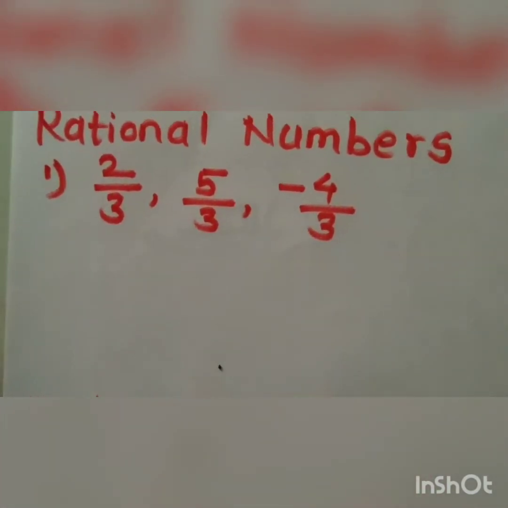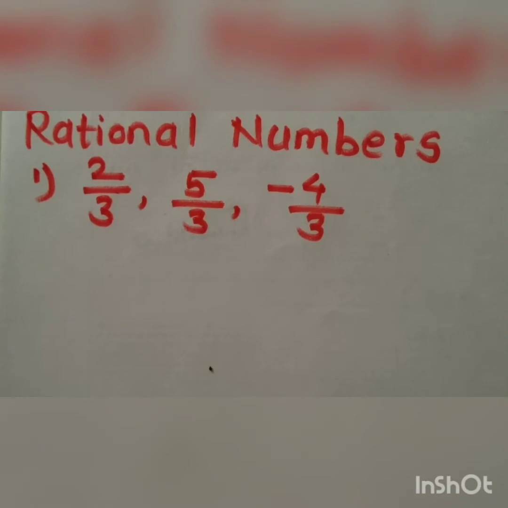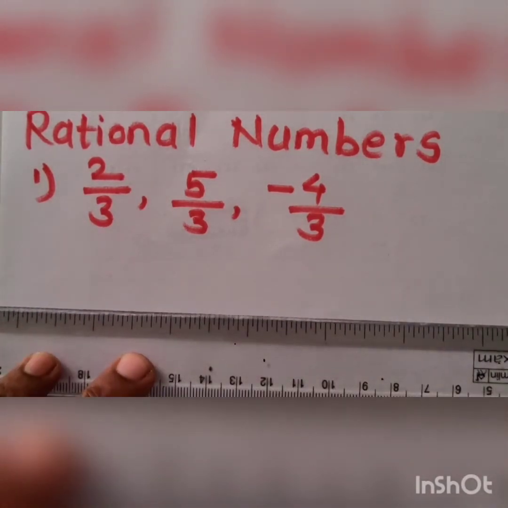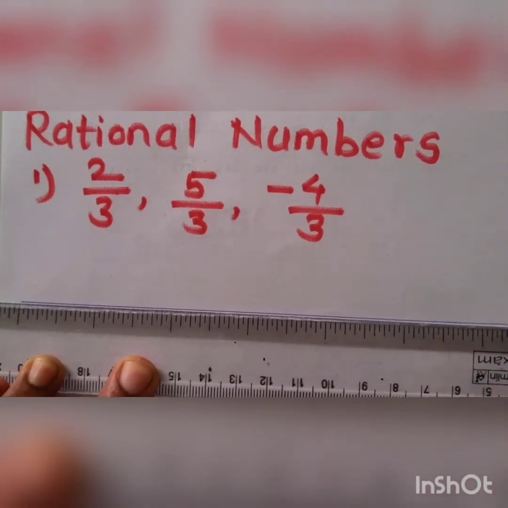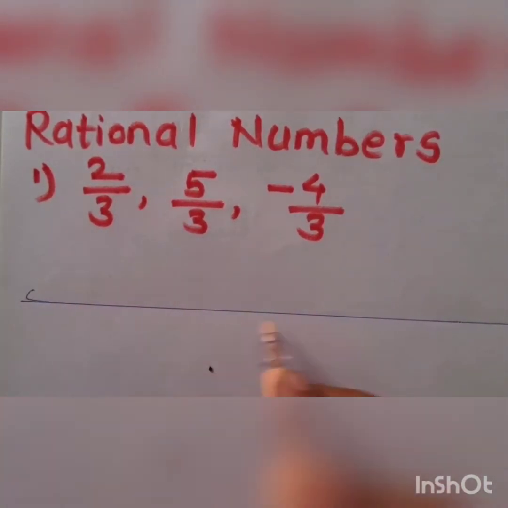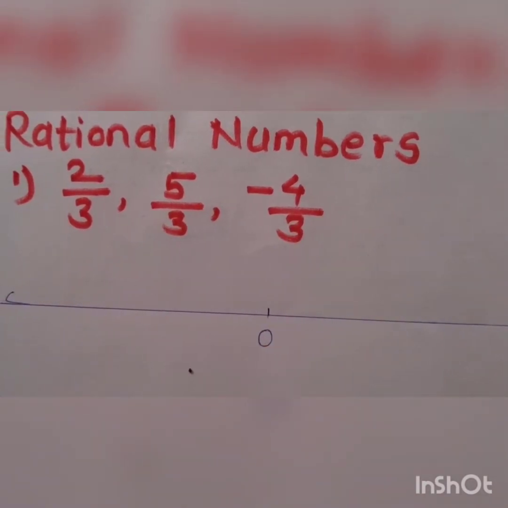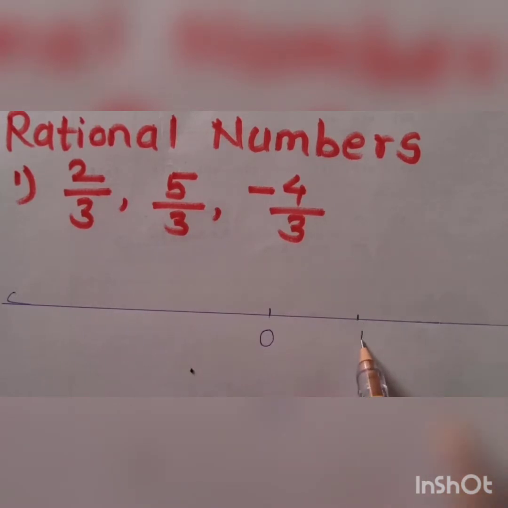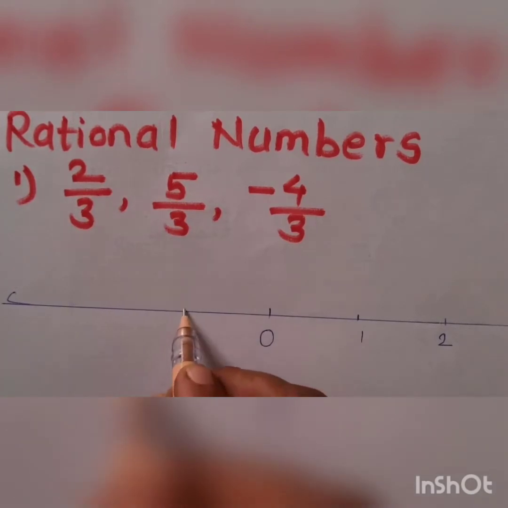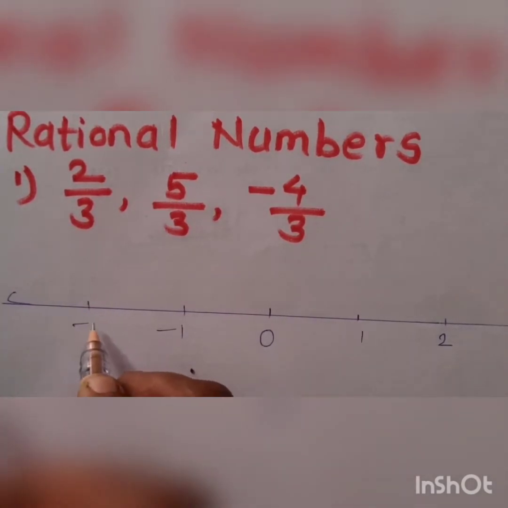See carefully here, one example of rational numbers is given, that is we have to show the numbers 2/3, 5/3, -4/3 on the number line. Now how do we draw that? See here, this is a number line. On this number line, as usual, at center there is 0, to the right side +1, +2, at each one unit distance, and to the left -1 and -2.